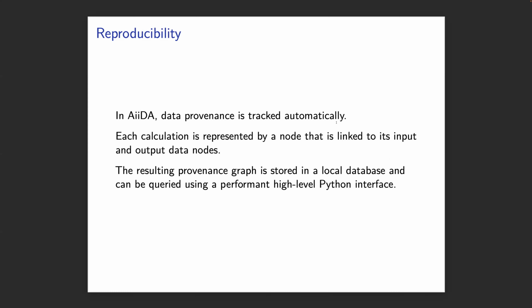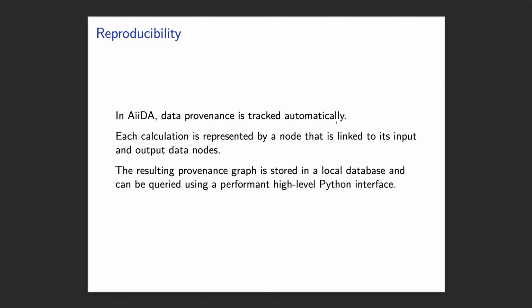Another key feature that AiiDA offers is reproducibility, because in AiiDA, data provenance is tracked automatically. Each calculation that you do and each input and output object will be represented by a node that is linked to its input and output data nodes. This results in a provenance graph, which is stored in the local database, and you can query it using a performant high-level Python interface.